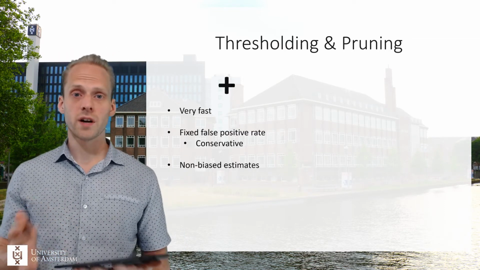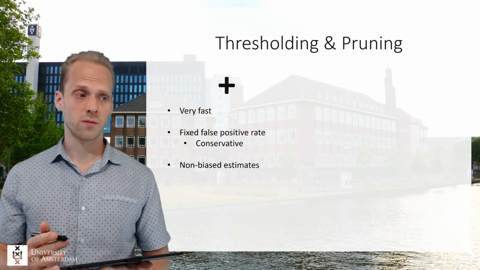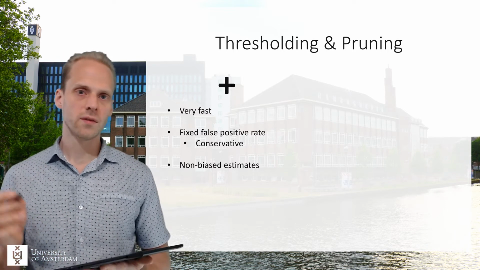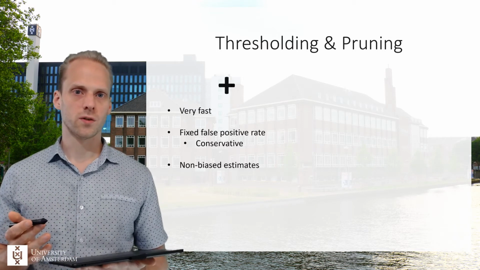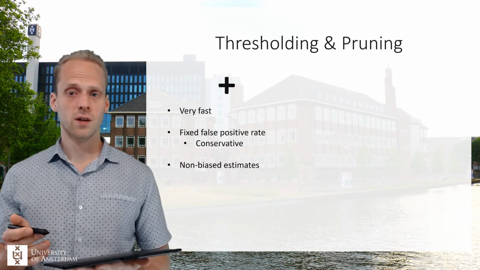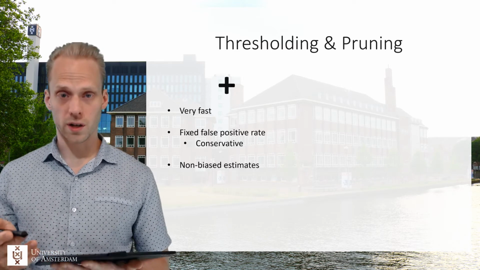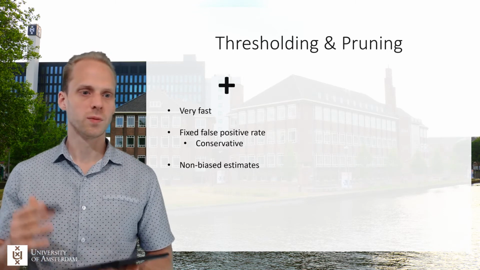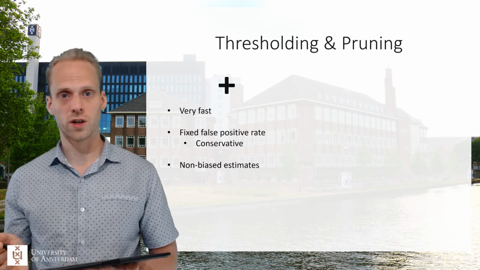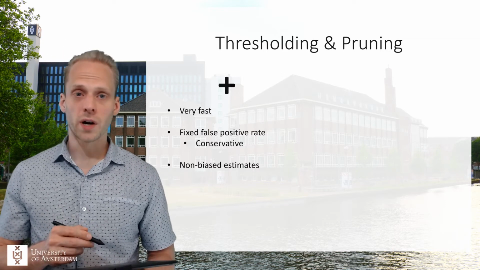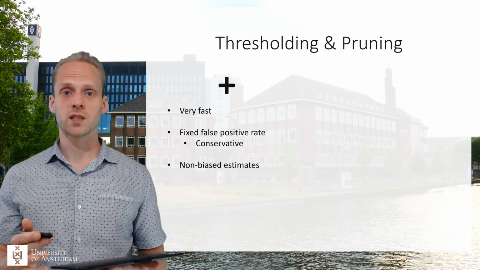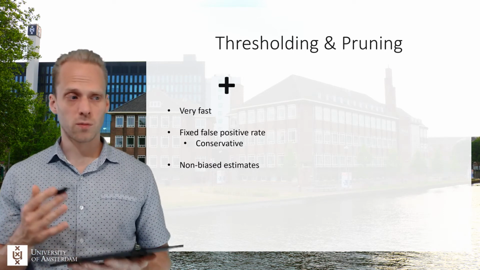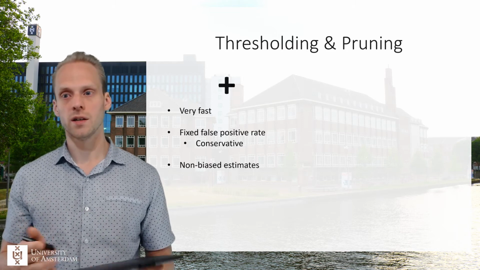Now these methods are very fast. They have some very nice properties like fixed false positive rates. So if you set alpha to 0.05, then you have a 5% chance of including false positives. So 5% of false positives will be included in your network, and you know that. With other methods, you don't know the false positive rate. It could be high, it could be low. It really depends on the network structure. You have unbiased estimates, which means you have maximum likelihood estimates or posterior mean estimates. They're not biased. That is in comparison to regularization methods that I'll talk about later.